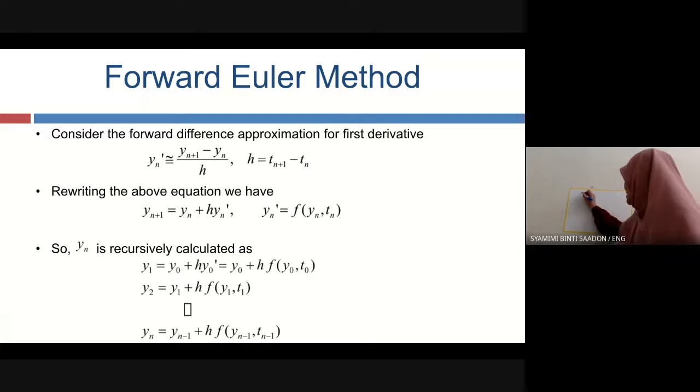So the forward method, this is the forward method just now: yn+1 equals yn plus h yn prime. In the question, 0.5 and 0.25 time steps are given. There are two time steps, but we will do only one, otherwise it will be too long. So I will use the step size h = 0.5.